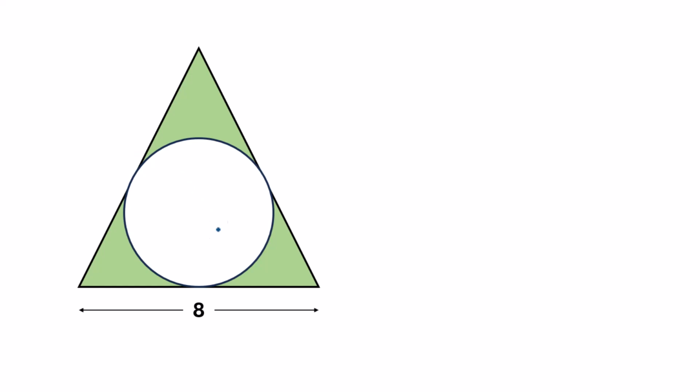In this video, I am going to solve an interesting geometry problem. We have a triangle. The side length of this triangle is 8 units, and there is a circle inside it touching these three sides, and we have to find the area of this green region.